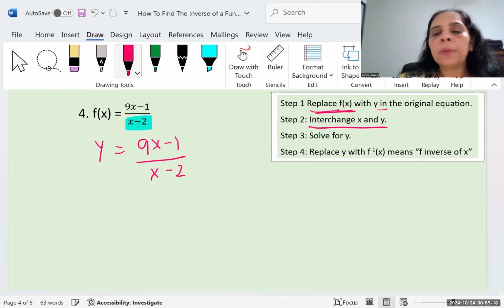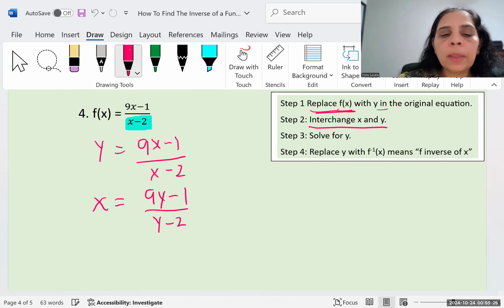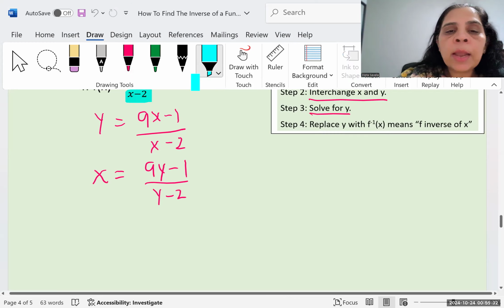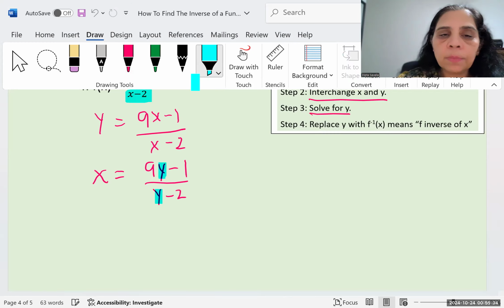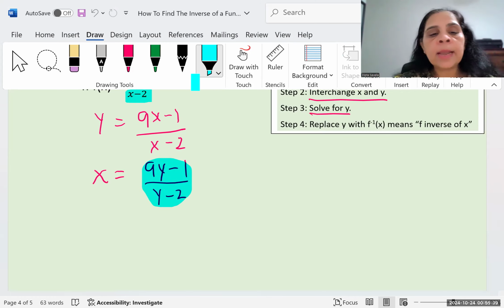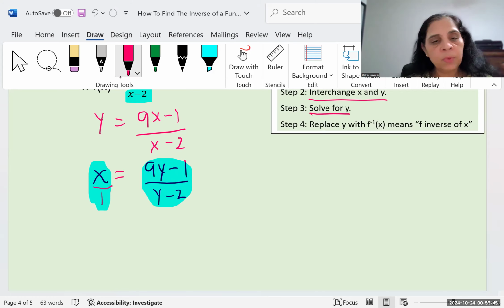Next step, interchange x and y. So x equals 9y minus 1 over y minus 2. Next step, we have to solve for y. We can see we have y in 2 different places, and we have one fraction on the right-hand side. On this side we can also write a fraction. If we don't have anything, we can write 1 underneath.